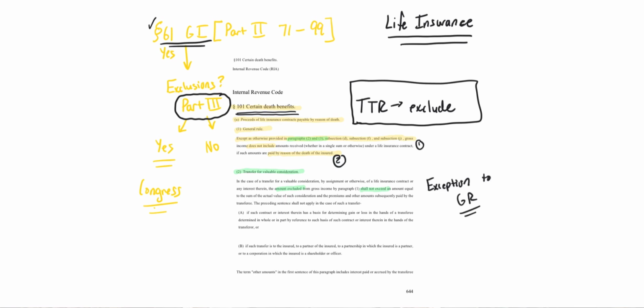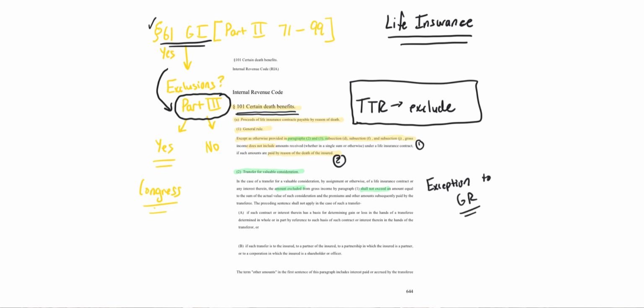But we still have to go and say, hey, does it fall under any of the exclusions in Part 3? If it was a result of someone's death, yes. If you were named, we get to exclude it. That's how it works. So if you're dealing with something like municipal bond interest, you read all the titles until you find something that relates.